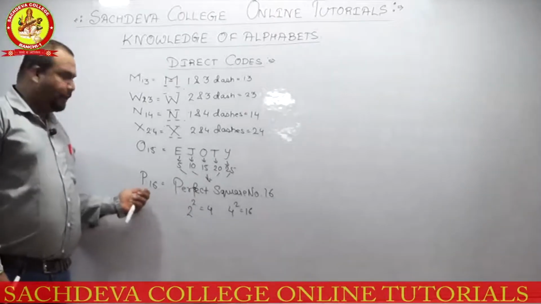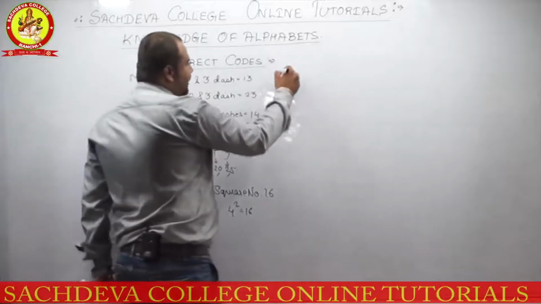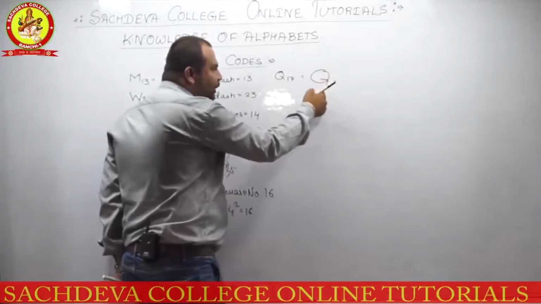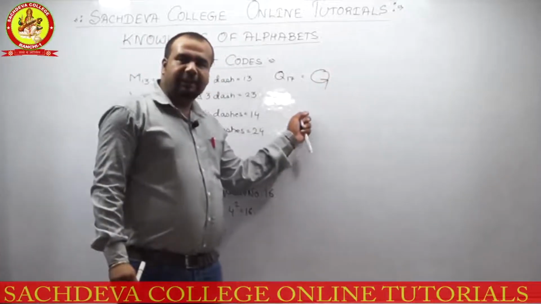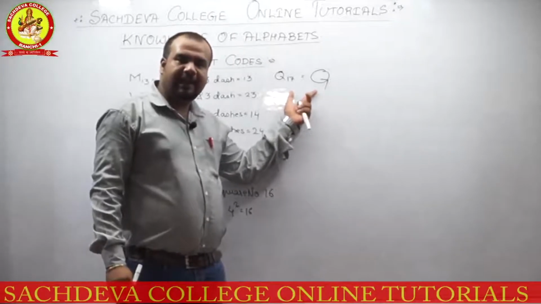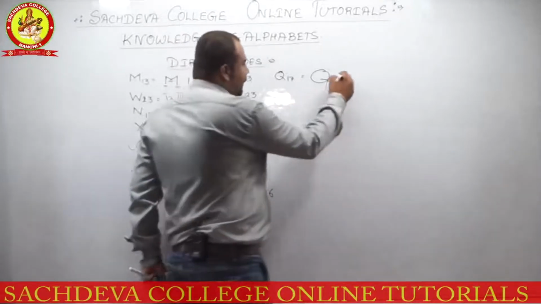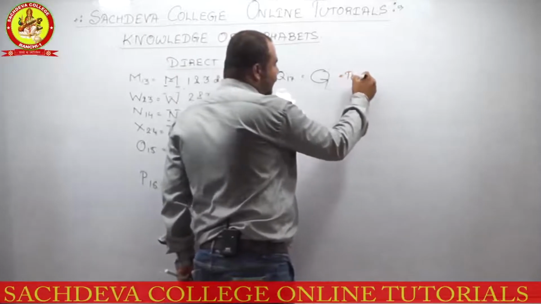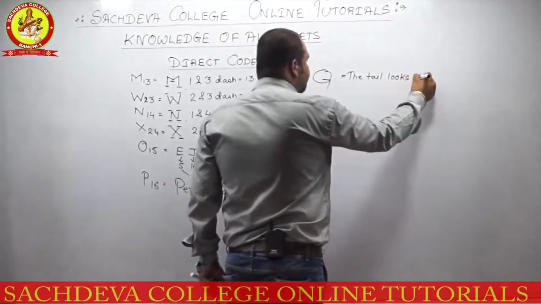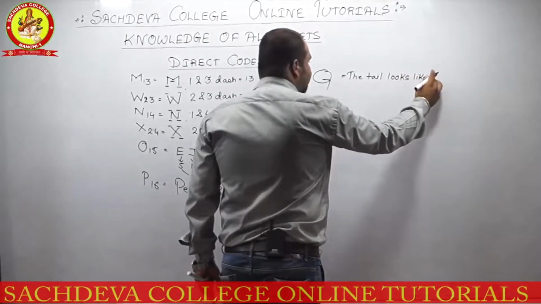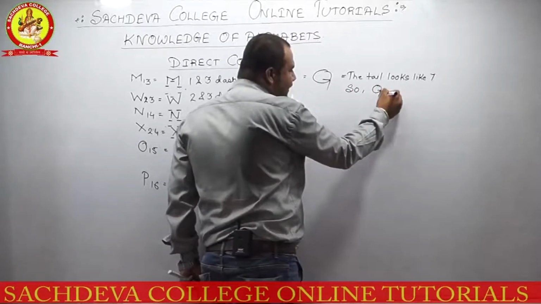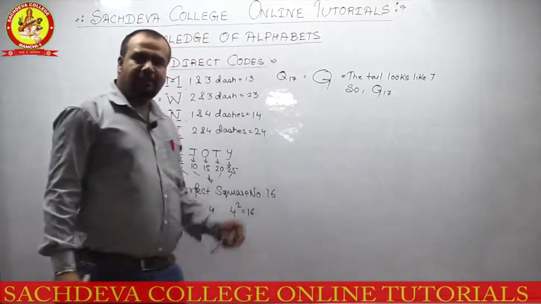After P we have Q, and the place value of Q is 17. So if we look at the tail of this Q, how does it look? The tail of the Q looks like 7. हम कह सकते हैं ना, Q का जो पूंछ है वो कैसा लग रहा है? 7 के जैसा. So the value of Q is equal to the tail looks like 7. So we can remember Q is 17. Yes or no? It is quite simple.